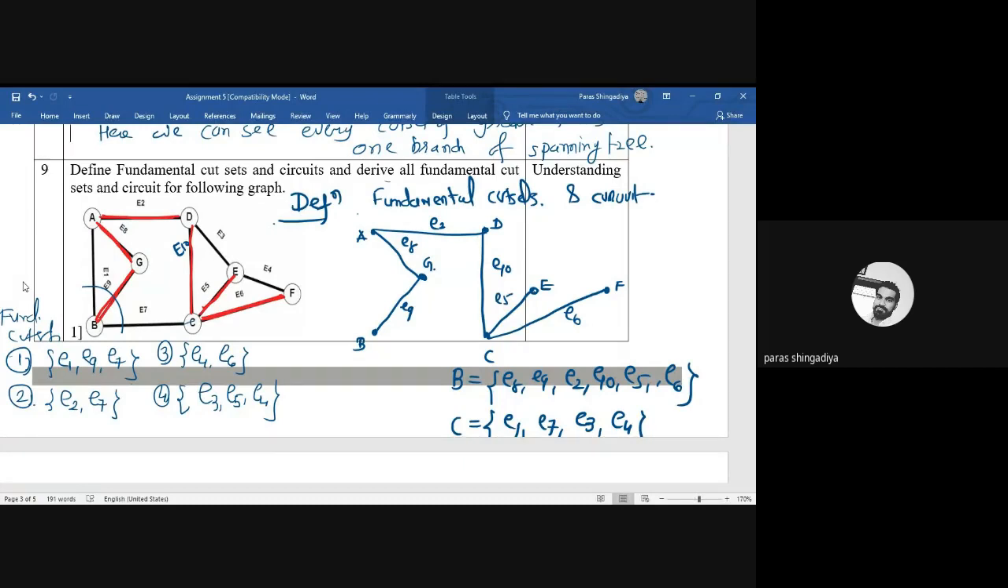Yes, you can take E3, E10, E7. Just think about E3, E10, E7. E3 is this edge, then E10 and E7. Cut from here, okay? So this CEF will be disconnected. Clear? Where E10 is the branch and E3, E7 are the chords. Clear? Now, is any other answer possible?